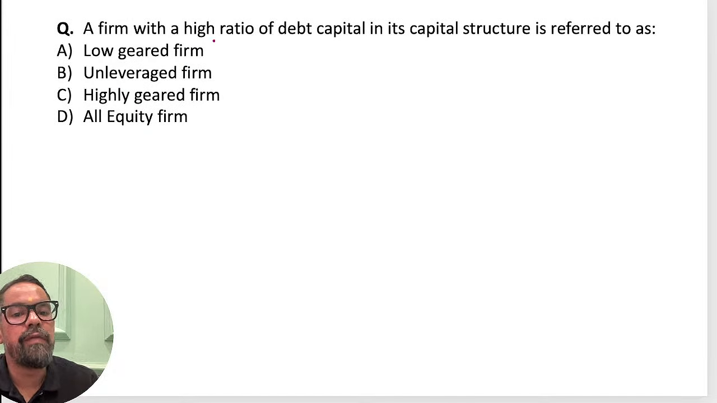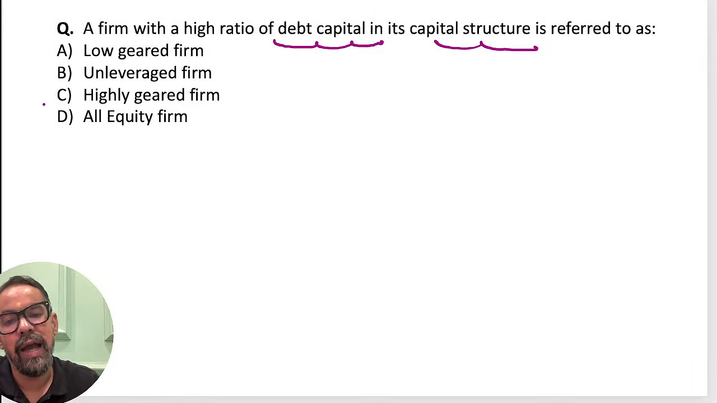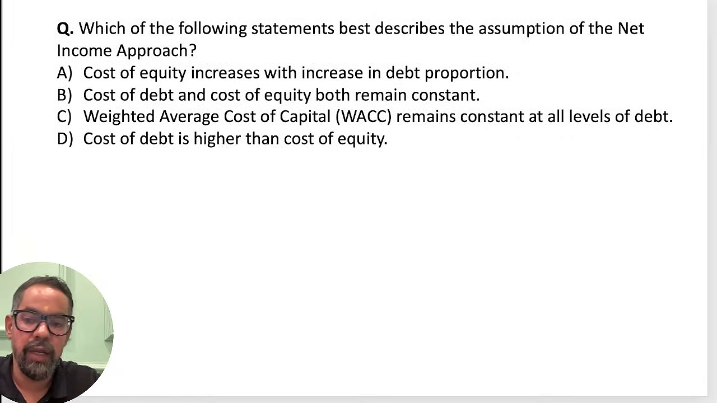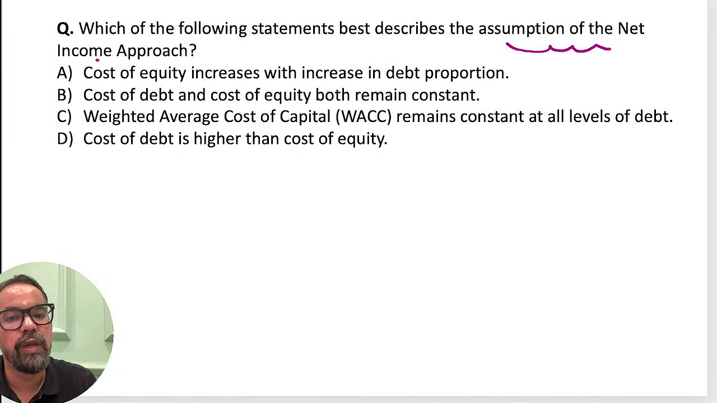A firm with a high ratio of debt to capital in its capital structure means what? It is highly geared, highly leveraged, right? Next one. Which of the following statements best describes the assumptions of net working capital?